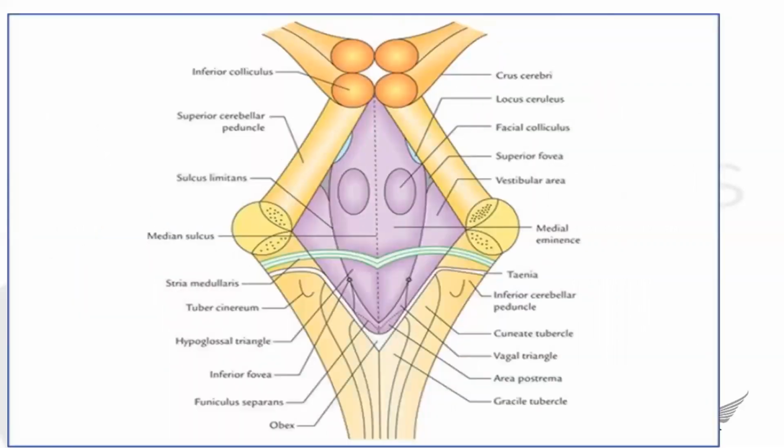You'll get a big picture here. I'll show you once more. This one is the median sulcus. This is the medial eminence. The medial eminence is limited laterally by the sulcus limitans.